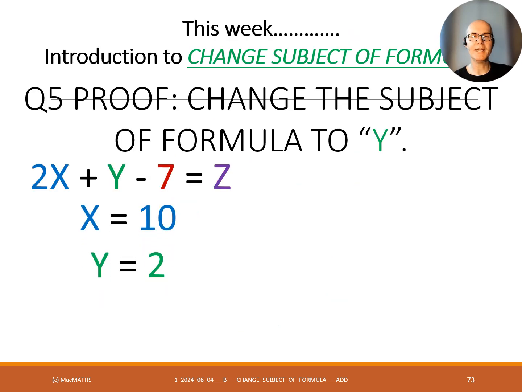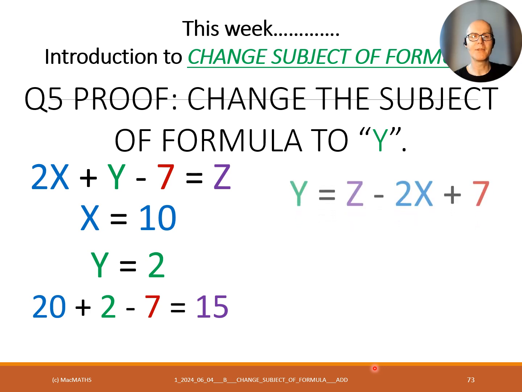Let's put those numbers in and see if it's balanced. If we're given that x equals 10 and y equals 2, we have 2x, 2 times 10, which is 20, plus y minus 7 equals 15. 20 plus 2, 22, minus 7 equals 15. So we know that x is 10, y is 2, and z equals 15.